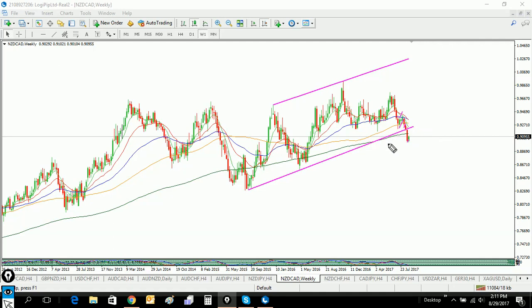So that is quite a significant level that it has broken through, and I'm waiting to see what kind of setup forms over here for us in order to get into this trade.